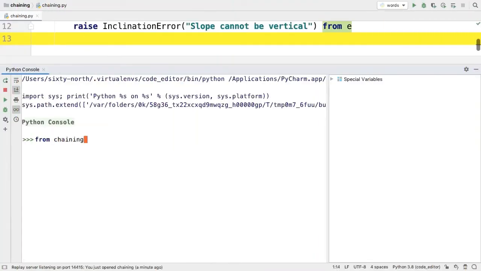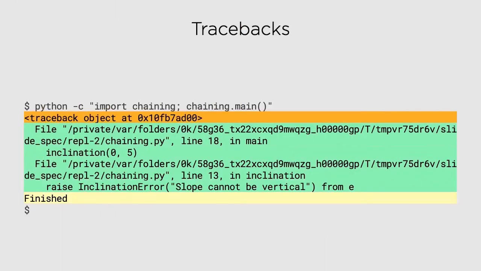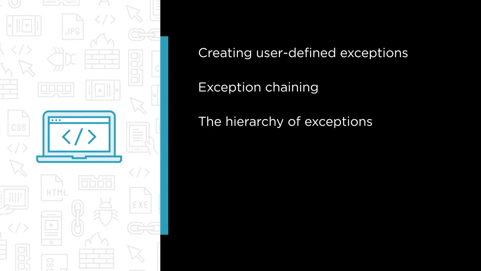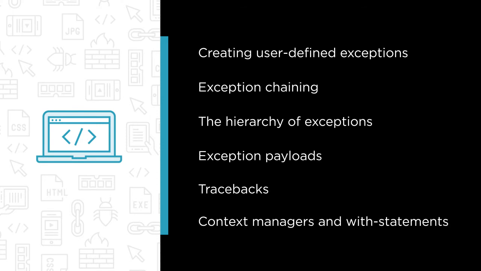In this course, we'll broaden your knowledge of how to work with exceptions in Python, and we'll introduce you to context managers, Python's facility for safely and automatically managing resources. Some of the major topics we'll cover include creating user-defined exceptions, exception chaining, the hierarchy of exceptions, exception payloads, tracebacks, and context managers and with statements.